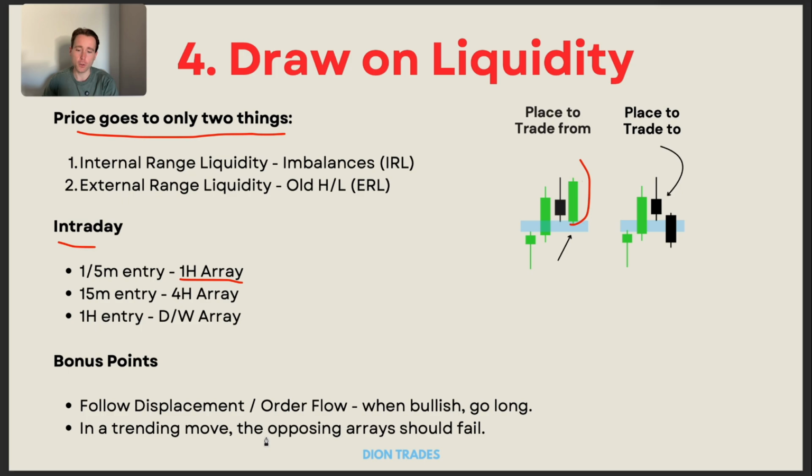And in a trending move, the opposing arrays should fail. What I mean by that is if we go higher, on the sell side of the curve, we have bearish fair value gaps, bearish order blocks, bearish breakers. When we are trending to the upside, these should all fail. And that is where it's confirmed that you're going from bearish to bullish or vice versa. So the opposing arrays should fail.